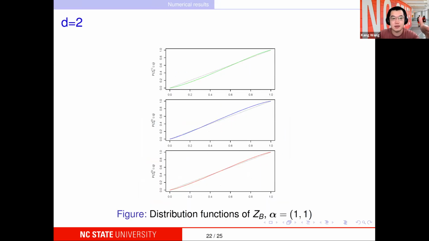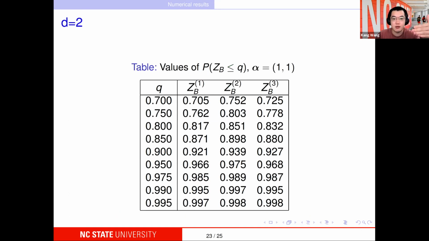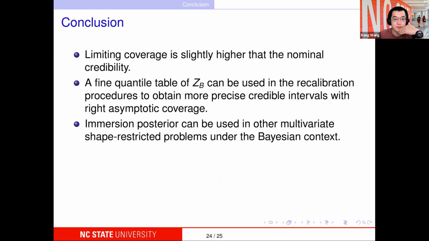This is a case in d equal to 2. We can see from the picture that the distributions of ZB1 and ZB2 are apparently not symmetric, and ZB3 is symmetric. And similarly, we give the values of the distribution.